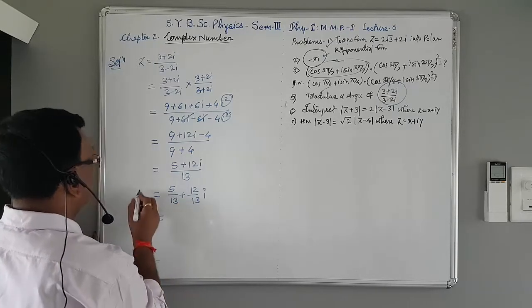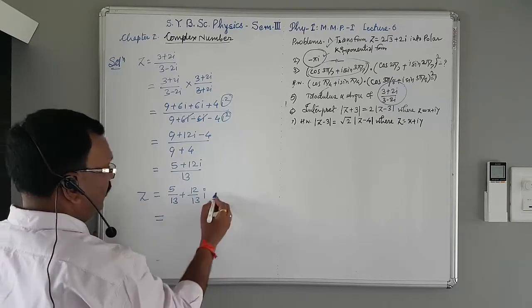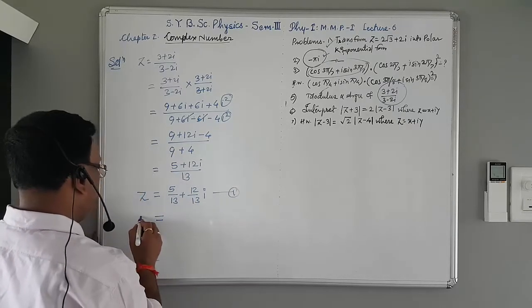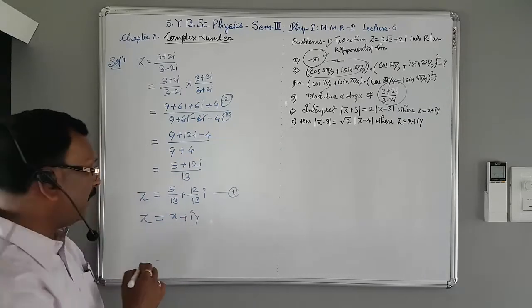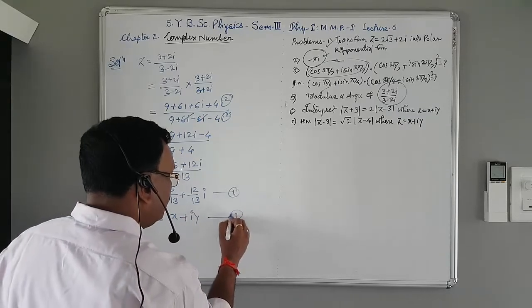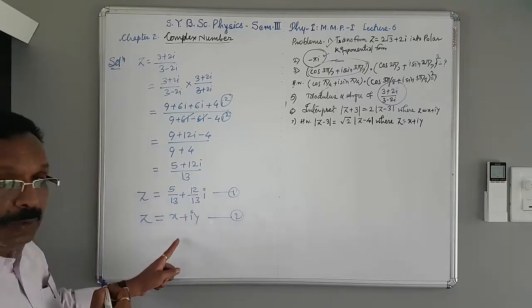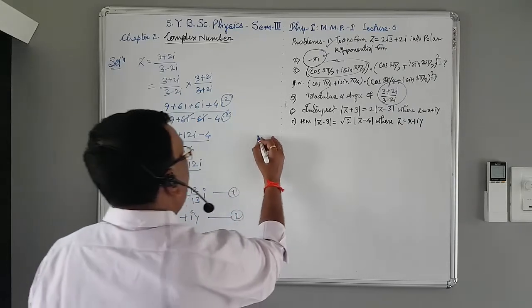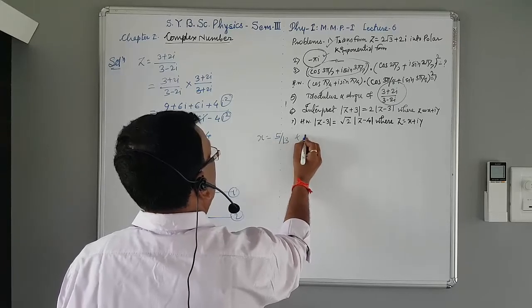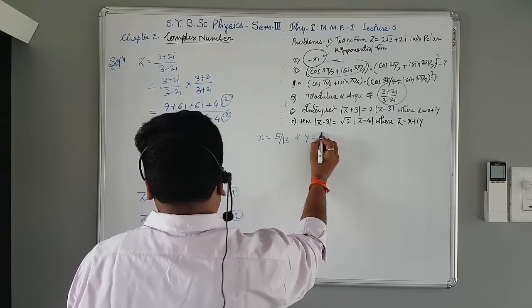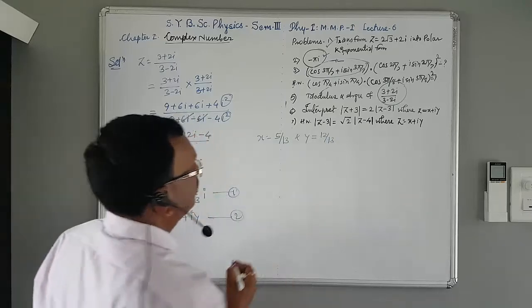Compare this equation with z is equal to x plus iy, which is the general form of a complex number. Suppose this is equation 2. Comparing equation 1 and 2, we have x is equal to 5 by 13 and y is equal to 12 by 13.